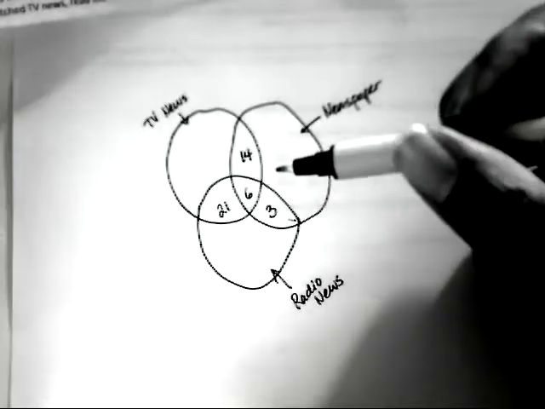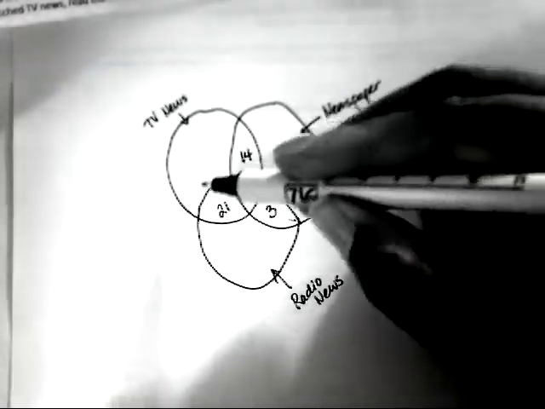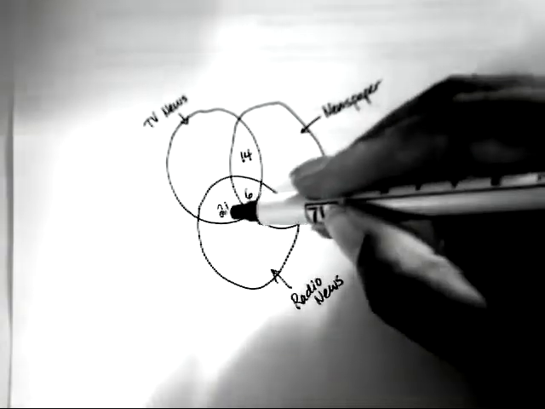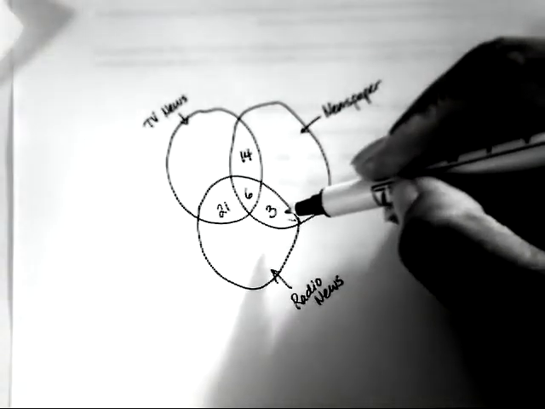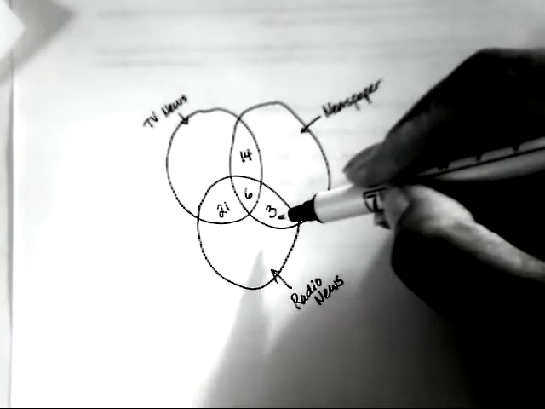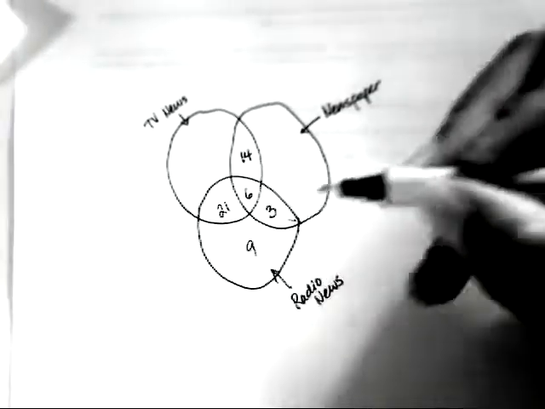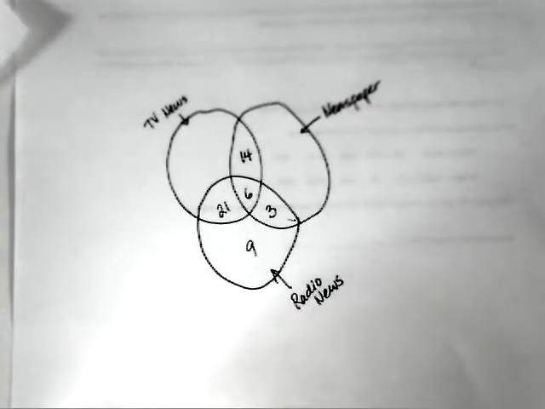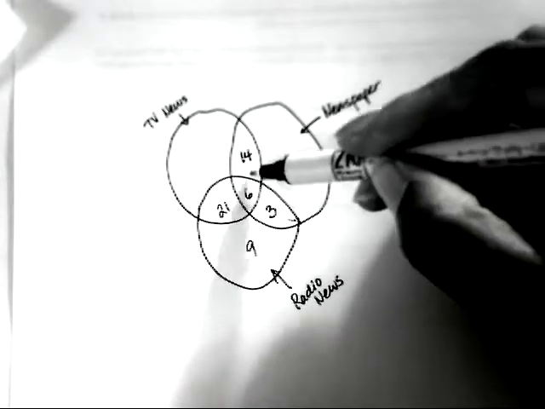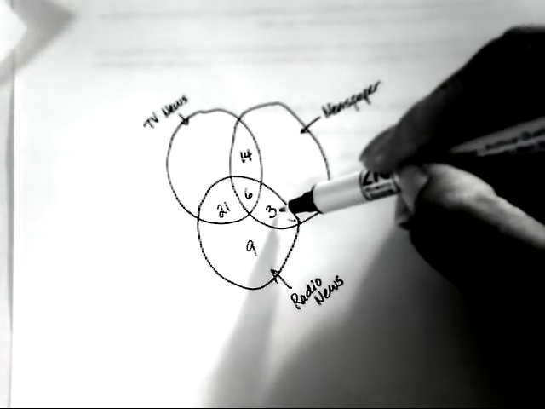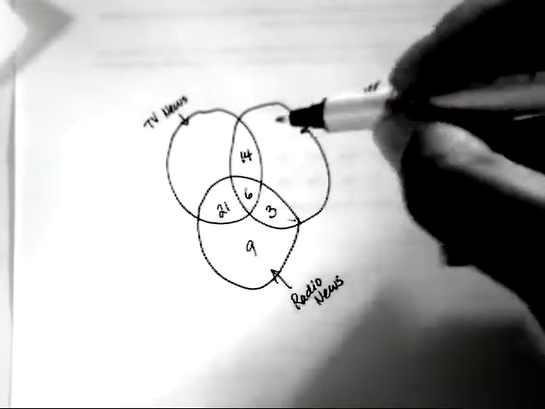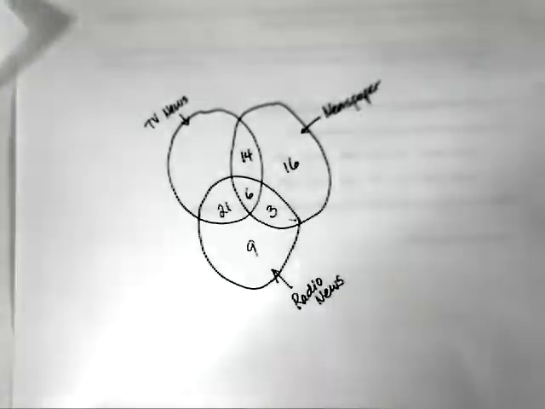Okay, and then 39 listened to the radio news. So here, this whole circle represents 39, but we got 21, 6, and 3. Add these 3 together, you're going to get 30. 30 from the 39 will give you 9. So actually 9 listen to the radio news only. And for 39 reading the newspaper, that's this circle right here. Add 14 and 6, that's 20, plus 3 is 23. 23 from 39 will give you 16. So 16 people only read the newspaper.